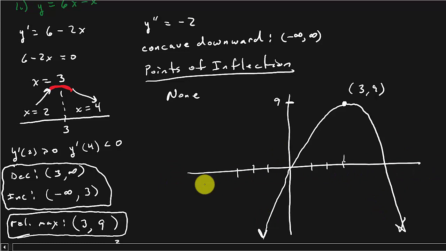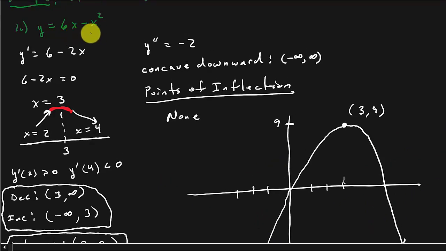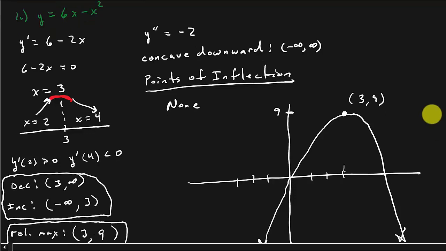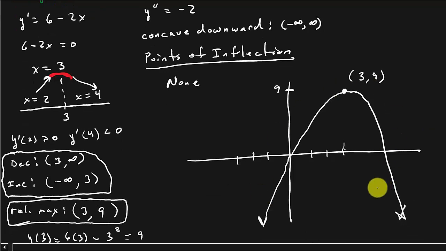And on this one, looking at 6x minus x squared, we know that's a parabola. There's a negative in front of the squared term, so we know it's a parabola that opens downward. There it is. There's your parabola that opens downward.